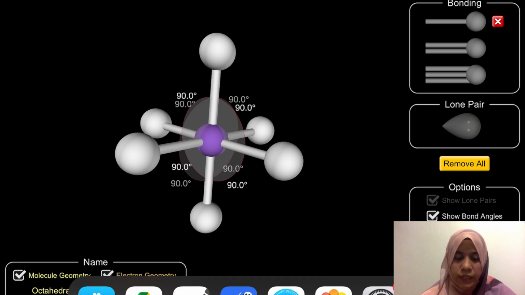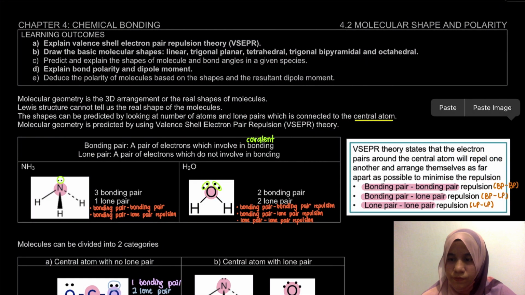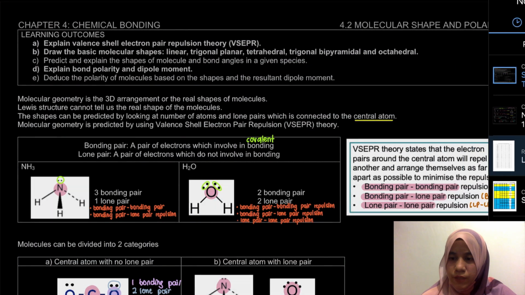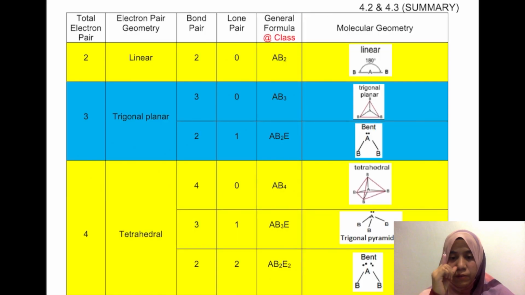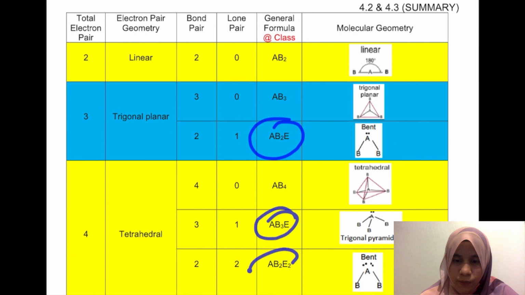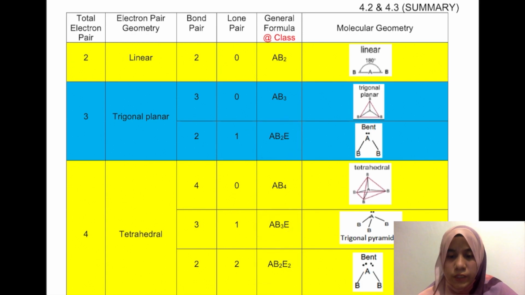Kalau yang ada lone pair tu, back to the summary here, which is list of constant here, which is available on your Google Classroom. Ini kamu tengoklah dekat sini. So contohnya kalau ada start huruf E ni, so that is what we call as adanya lone pair. Okay, so for the shape and how to draw it in terms of 2D, semuanya ada dekat sini.